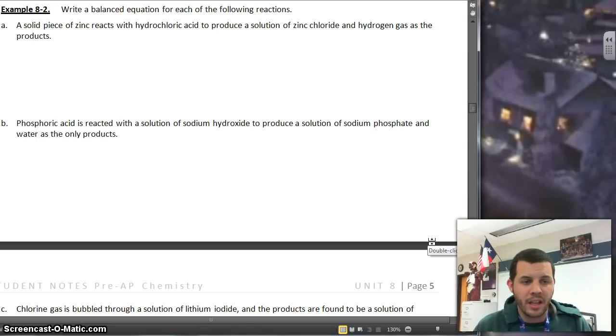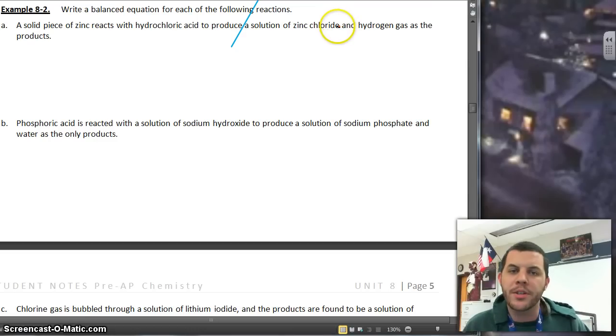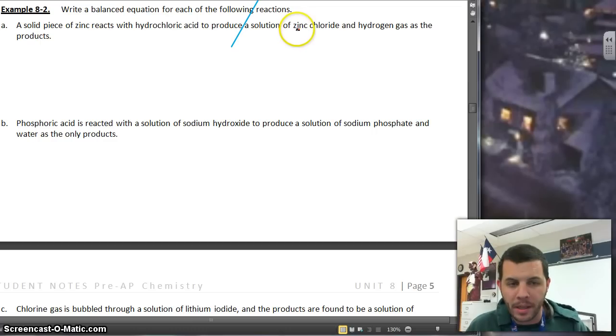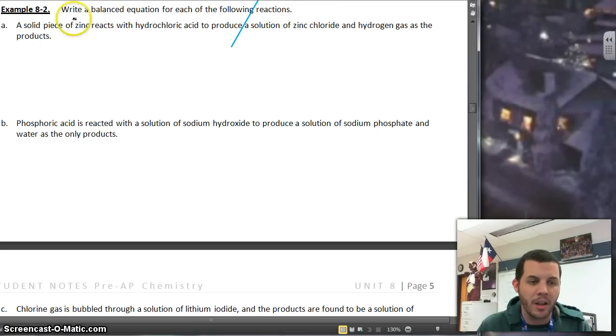It says a solid piece of zinc reacts with hydrochloric acid to produce a solution of zinc chloride and hydrogen gas as the products. Okay. Do you remember last semester when I was telling you that if you don't know how to name things, then you're not going to be able to do anything next semester? Well, here's a perfect example of how important it is to be able to write out formulas and know what names mean. So it says a solid piece of zinc.